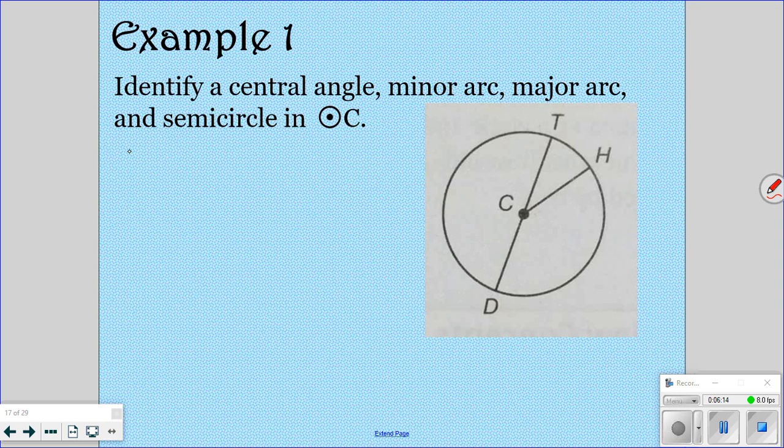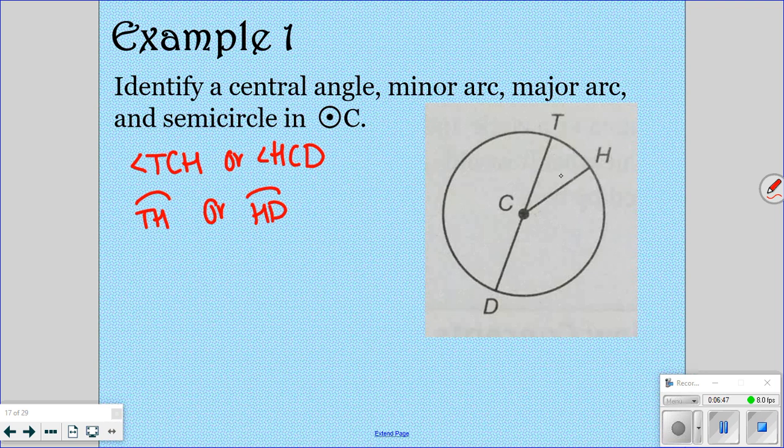So a central angle could be angle TCH. That would work. Or angle HCD. Either one of those would be fine. For a minor arc, there are 2 that they give you. Arc TH or arc HD. Both of those are less than half of a circle.